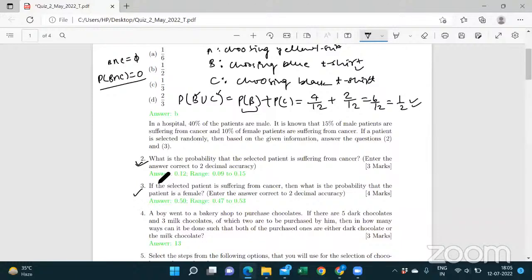Sir, we can take a total of 100 people, and from that 40 are male and 60 are female. Then out of 40, we have to take 15% of 40, and they are categorized as cancer patients. Similarly, 10% of the 60 females, that is 6 people, are diagnosed with cancer. So we can make a table for that, and from that, whatever the question is asking, we can conclude accordingly. And we can apply the law of total probability.